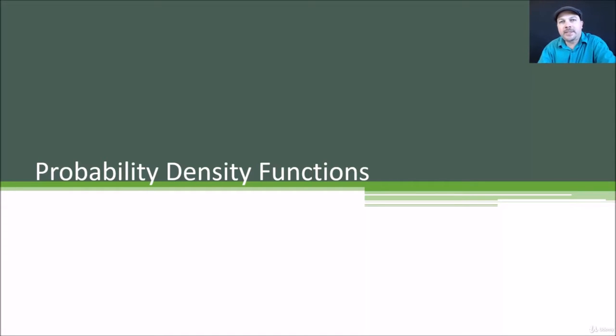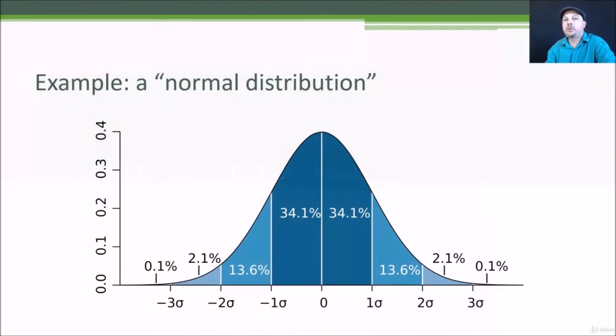Let's talk about probability density functions, and we've actually used this already in the course, we just didn't call it that. So let's formalize some of the stuff that we've talked about. For example, we saw the normal distribution a few times in our examples, and that is an example of a probability density function. Here's that normal distribution curve.